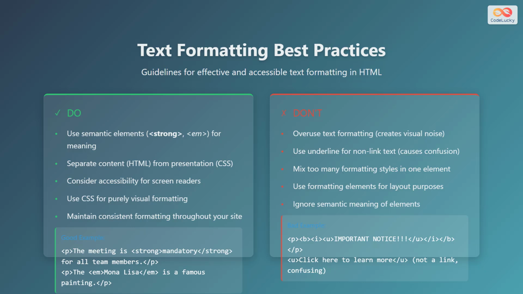Things you should avoid are overusing text formatting, which creates visual noise. Using underline for non-linked text, which causes confusion. Mixing too many formatting styles in one element. Using formatting elements for layout purposes. Ignoring semantic meaning of elements. For example, avoid using nested B, I, and U tags unnecessarily for emphasis, and avoid underlining text that is not a link as it will confuse users.